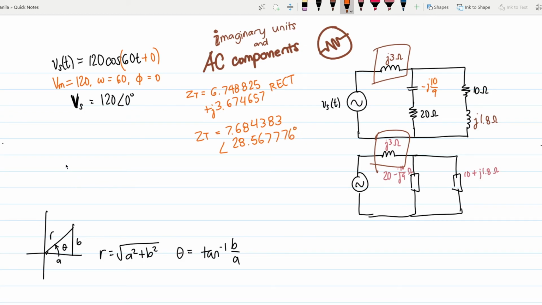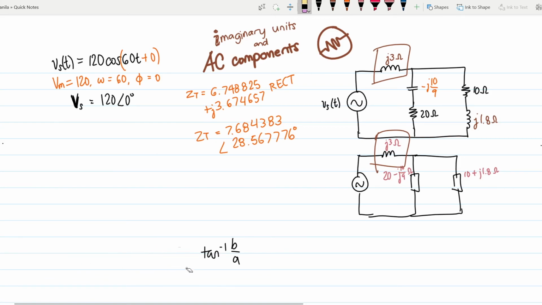And also one more thing, if you notice, if it's closer to 45 degrees, then that means the coefficients of your real and imaginary parts should be the same, right? They should be near one another when the angle is close to 45 degrees. Anyway, now we have the total impedance with us.